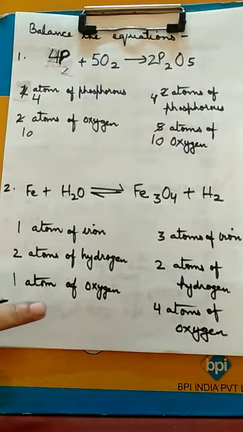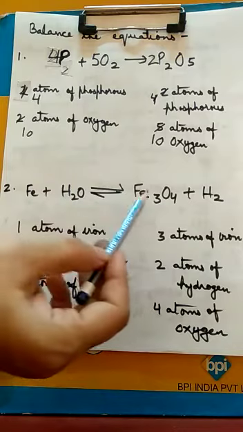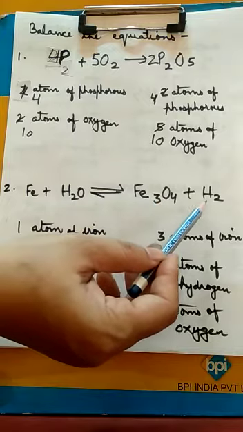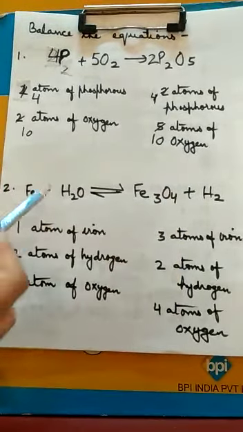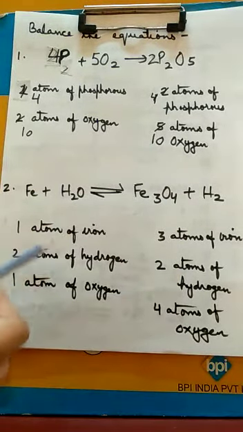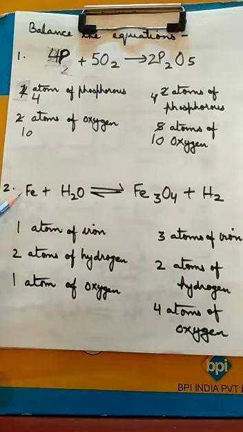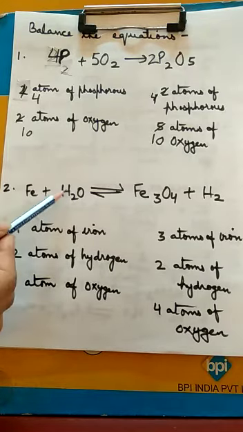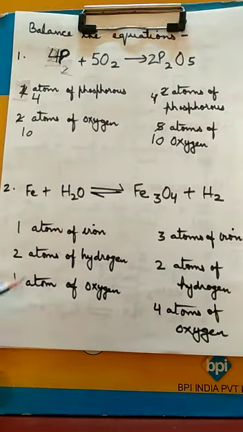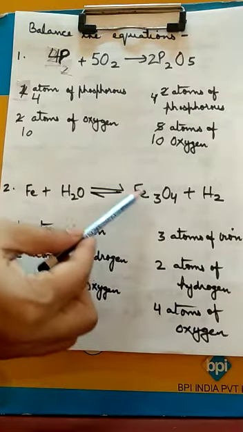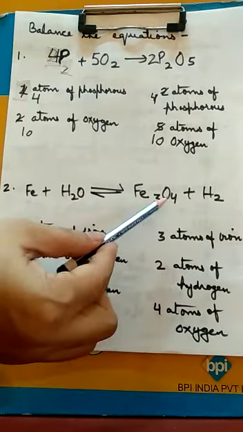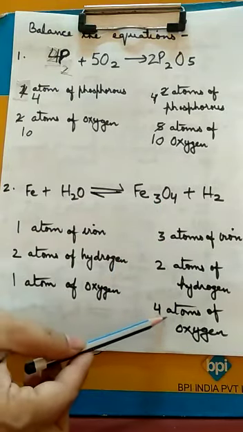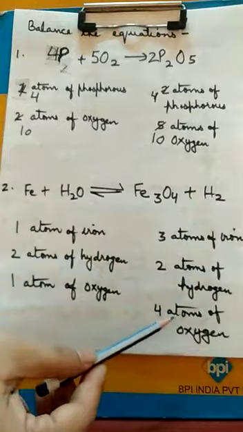Now let us discuss one more equation. Iron reacts with steam to form tri-iron tetroxide and hydrogen. Let us do the first step: write the number of atoms. On this side 1 atom of iron, then 2 atoms of hydrogen, 1 atom of oxygen, and on the other side 3 atoms of iron, then 4 atoms of oxygen, and 2 atoms of hydrogen.